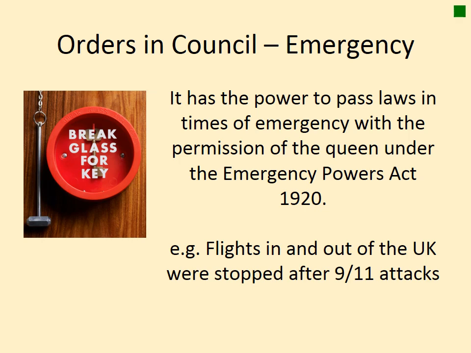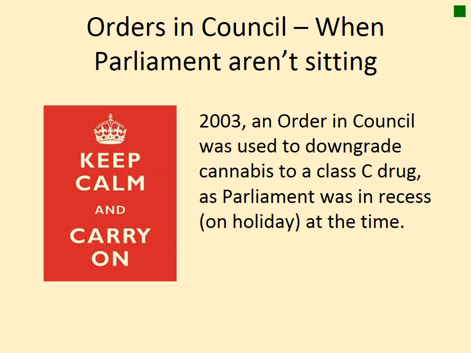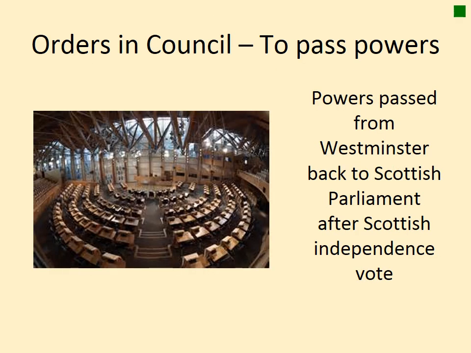And so the Emergency Powers Act was passed so that they could make these laws in times of emergency. So for example, after the 9/11 terrorist attacks, an order in council was made in order to stop flights in and out of the UK until security arrangements could be made. Orders in council are also made when Parliament isn't sitting. In 2003, an order in council was used to downgrade cannabis to a Class C drug as Parliament was on holiday at the time.